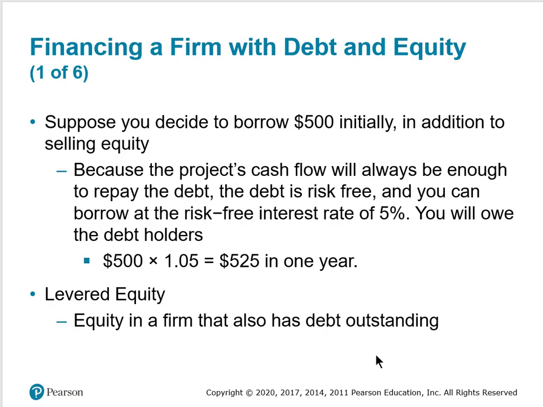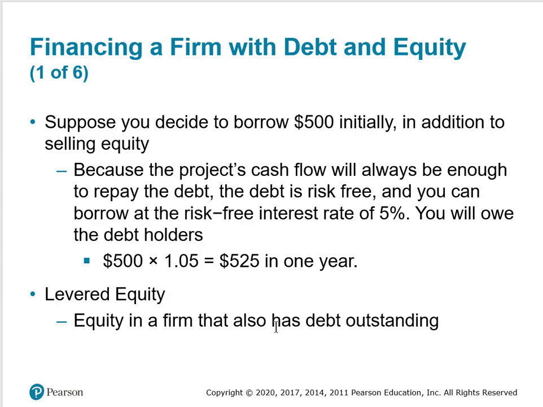Now, suppose we decide to borrow $500 initially. So in addition to selling equity, we're going to borrow $500. Because the cash flow is always going to be enough to pay the debt, in other words this is risk-free debt, there's a guaranteed payment of $525 at the end of 1 year: 5% of the $500 plus the $500. So now what we have is levered equity.